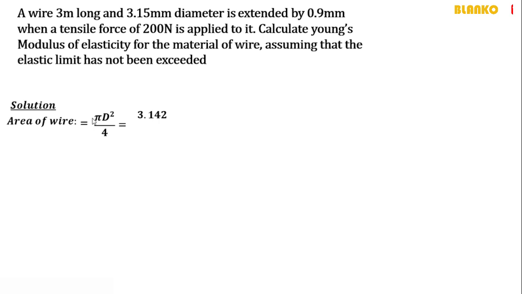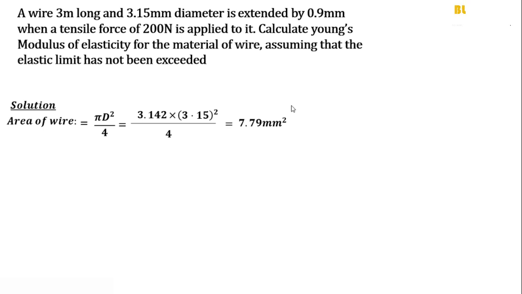So we have 3.142, which is pi, multiplied by the diameter, which is 3.15, squared, over 4. And when you divide, we are going to get 7.79 millimeters square. So the area of the wire is 7.79 millimeters square.